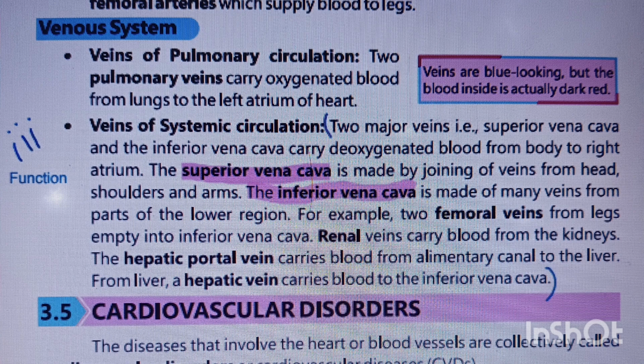You can also write this in the form of a flow, starting with the superior vena cava, then the inferior vena cava, which then joins the lower veins, such as the femoral veins. Next, you can draw 3 arrows from the femoral, representing the renal veins, the hepatic portal vein, and the hepatic veins. But it is better if you describe them a little bit, as that is how you can write your answer for this question.